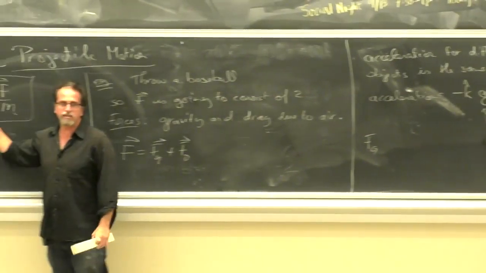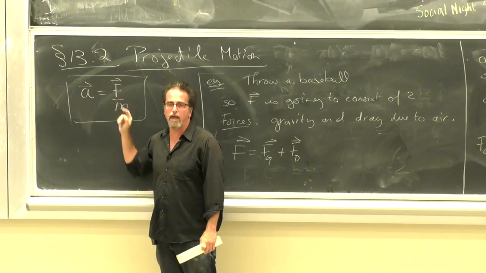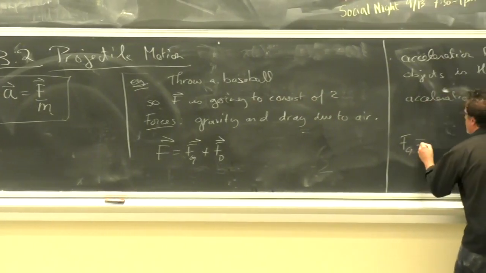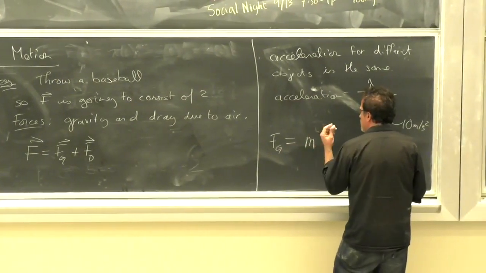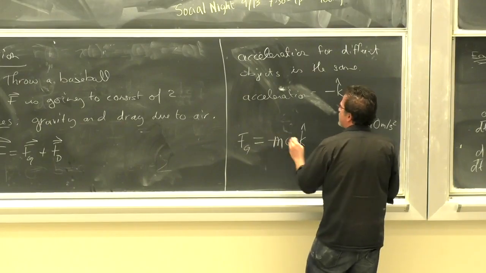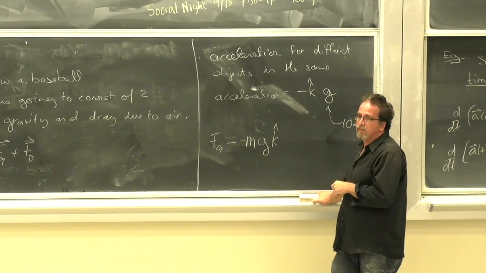Okay? So if the acceleration is constant, that implies the force of gravity, going back over here, if the acceleration is the same for all different objects, that means the force of gravity must be proportional to the mass. So the force of gravity is equal to the mass of the object that's being acted upon multiplied by this constant times k hat in the downward direction. That's a profound fact.